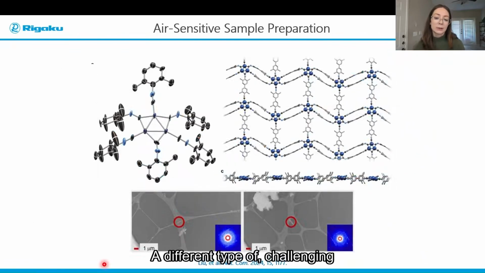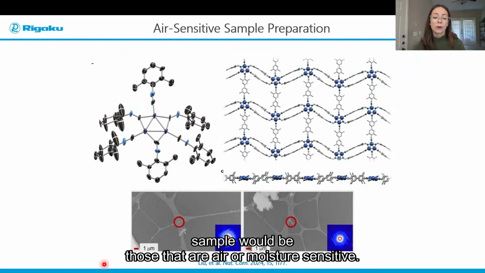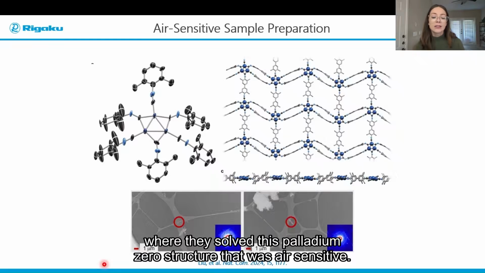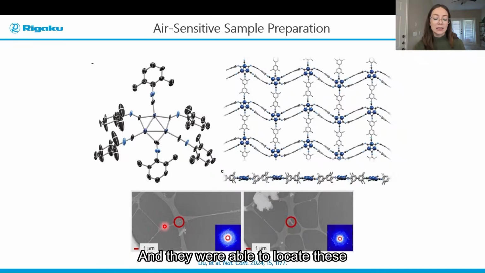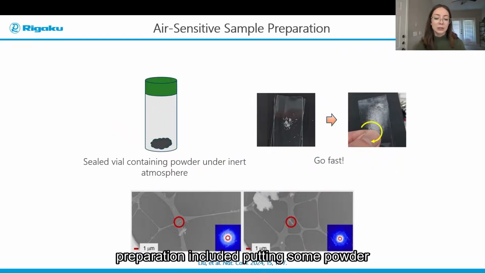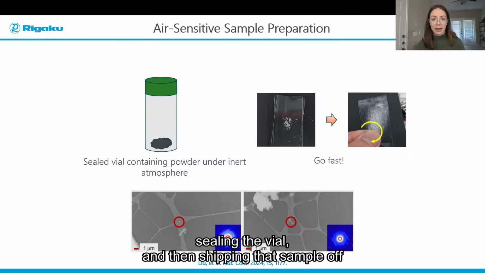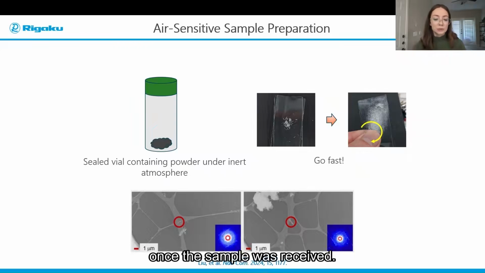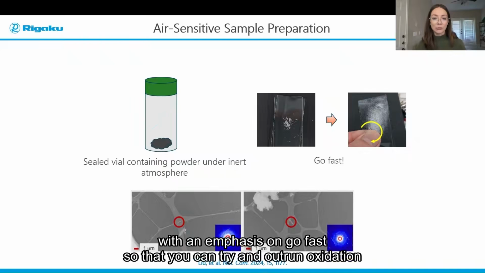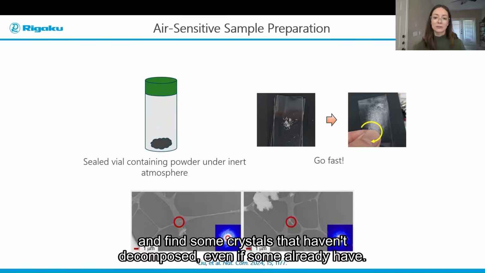A different type of challenging sample would be those that are air or moisture sensitive. And here I've highlighted a structure from Christian with the University of Denmark, where they solved this palladium-0 structure that was air sensitive, and they were able to locate these small microcrystals and solve the structure from those. The sample preparation included putting some powder inside of a glove box into a vial, sealing the vial, and then shipping that sample off. Once the sample was received, then the vial was opened, and the standard sample prep took place with an emphasis on go fast so that you can try and outrun oxidation and find some crystals that haven't decomposed, even if some already have.